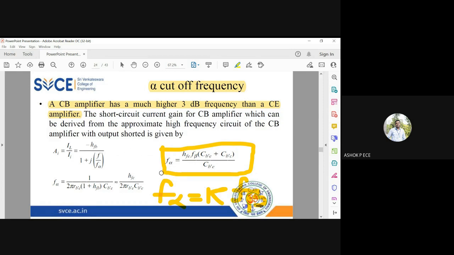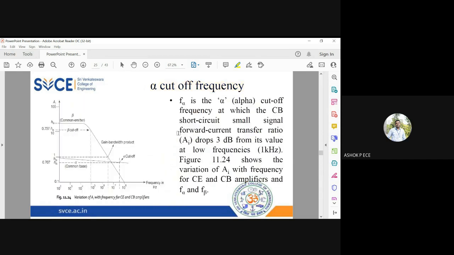So by concluding that the cutoff frequency is very large, we understand that the bandwidth of CB is larger compared to CE. So gain is large for CE, but bandwidth is large only for common base. It is evident from the calculation of f alpha and f beta. So we are not blindly making conclusions here. We are concluding based on the expressions of f alpha and f beta.